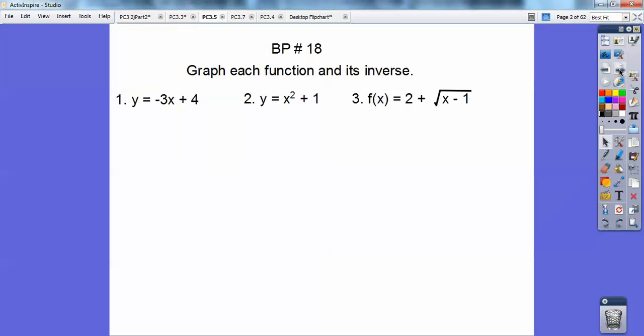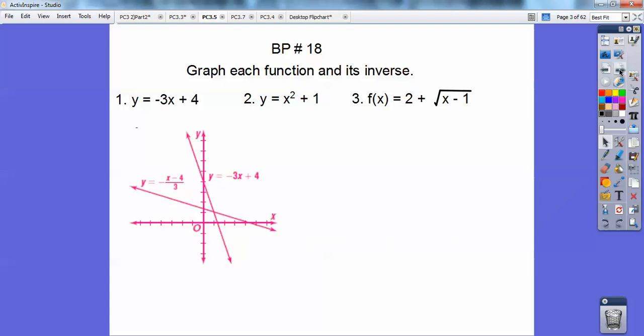Okay, so graph each function and its inverse. We did this in a prior two lessons, you guys, so remember that this is a linear equation, y equals mx plus b. To get the inverse, you switch the x's and y's, so then it would be x equals negative 3y plus 4, and then solve for your new y. So you're going to get this graph right here. Here's the negative 3x plus 4, and here's the inverse graph right there.